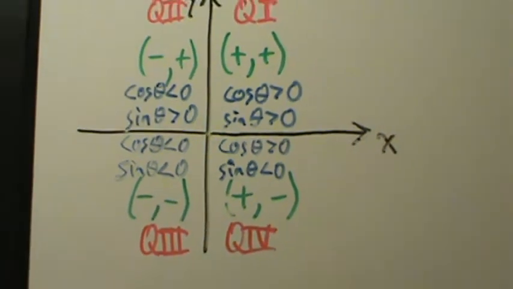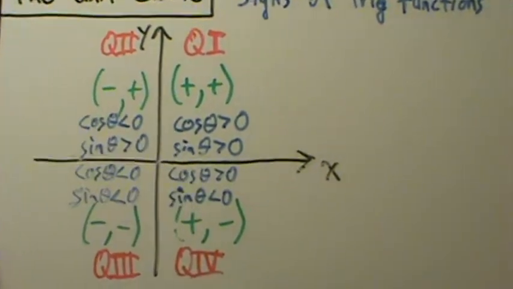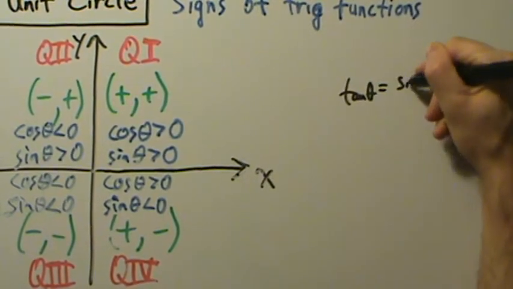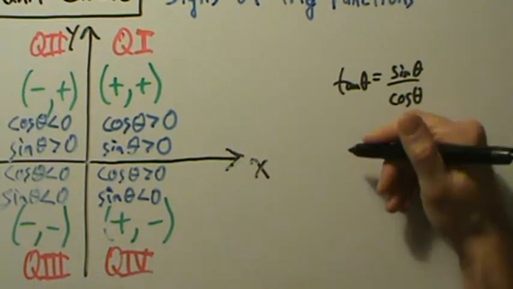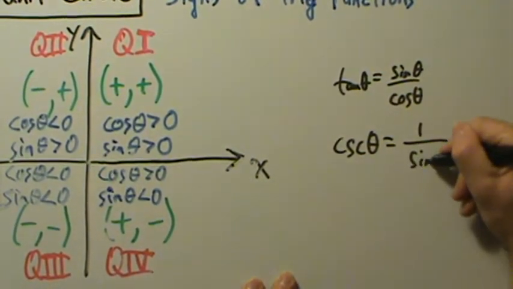So in the first quadrant, everything's positive, right? Cosine and sine are positive, therefore, what about the other four? So tangent of theta, remember, tangent of theta is sine over cosine, right? Sine over cosine. What about cosecant of theta? Cosecant of theta is 1 over sine of theta.